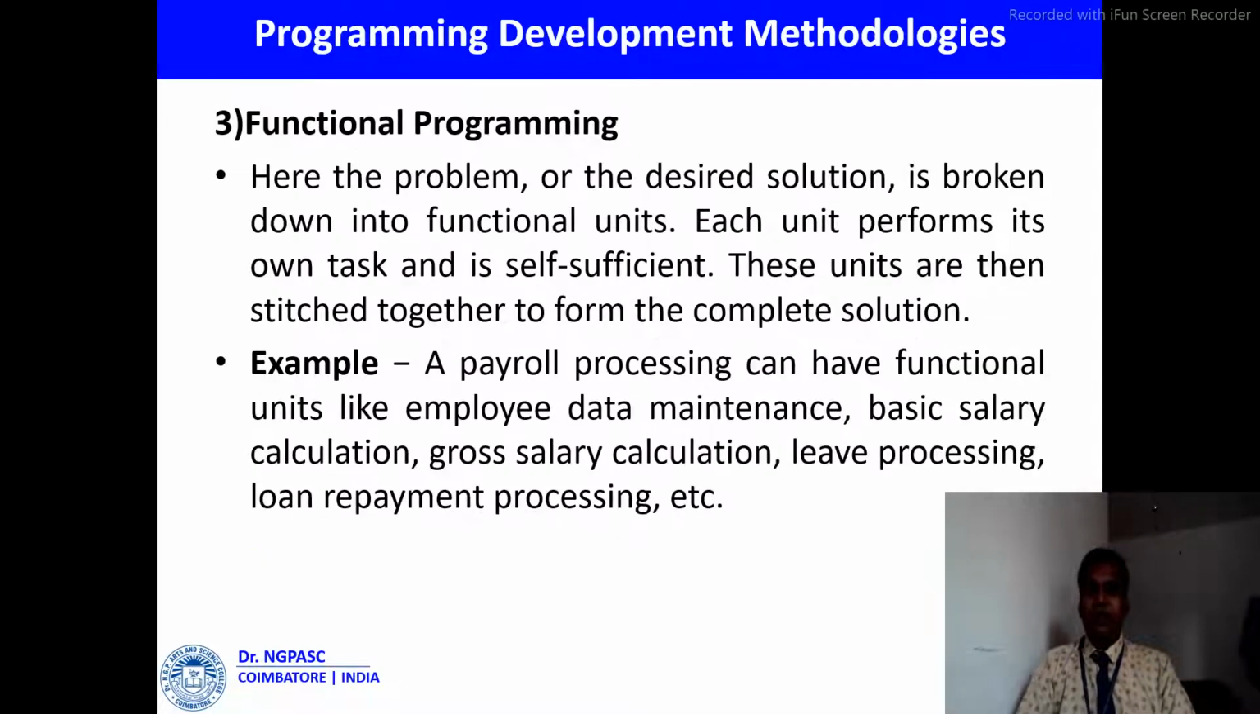And next one is functional programming. What is functional programming? To get a desired solution, the problem has to be broken into functional units. Each unit performs a task or a self-contained solution. Each unit can consist of many tasks depending upon the complete solution. For example, payroll processing can be considered as functional units like employee data maintenance, basic salary calculation, and also gross salary calculation, leave processing, or payment processing.